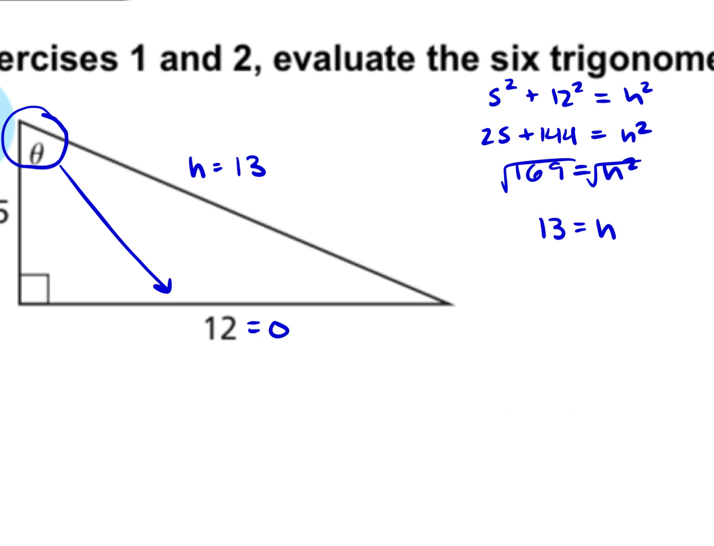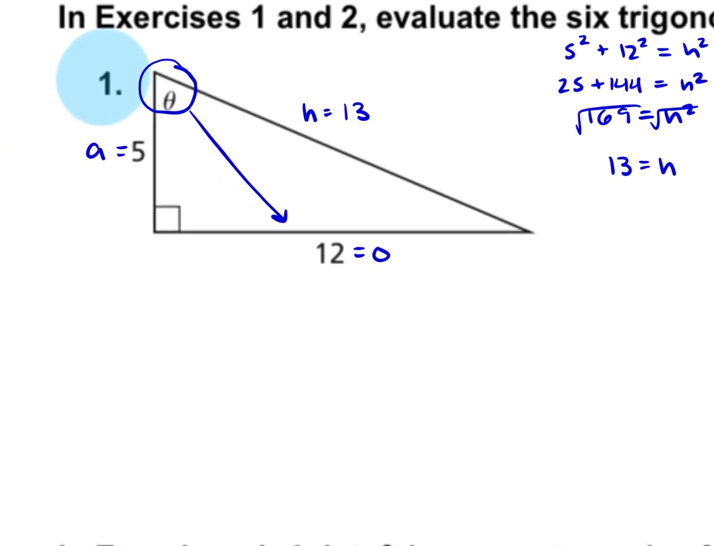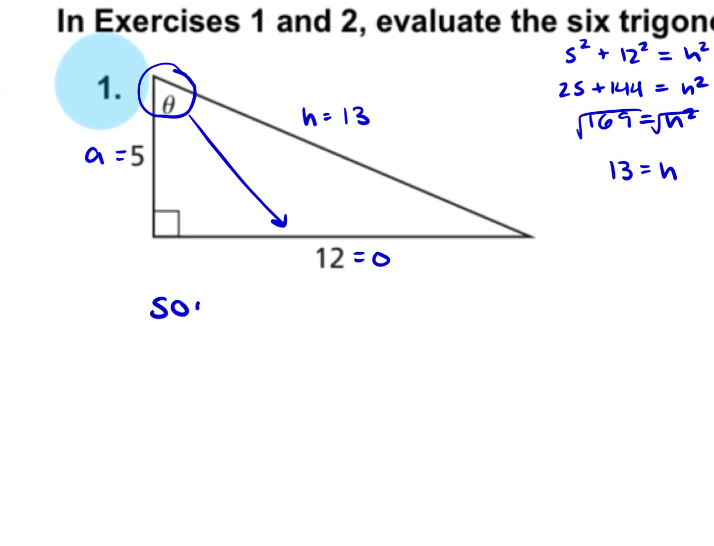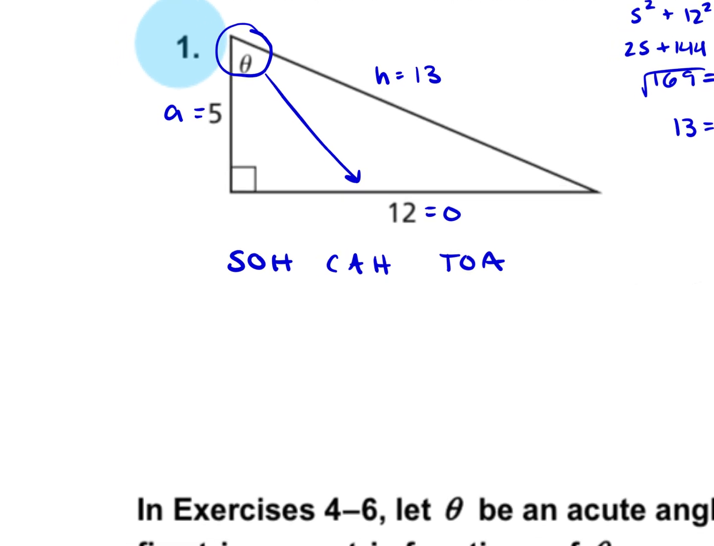So our hypotenuse is 13. So now we're going to use SOHCAHTOA to find our 6 trig functions. So sine, cosine, tangent, then cosecant, secant, and cotangent.